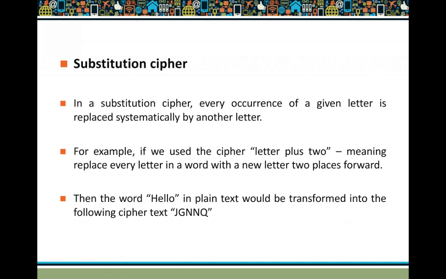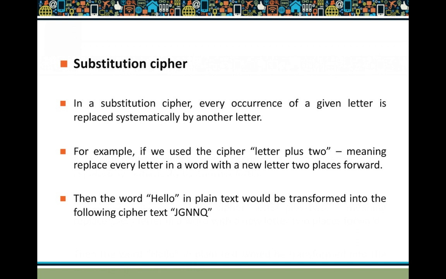So for H we have H, I, J. Okay, so 2 characters forward. Then for E, F, and G. For L, M, N. Another L, another N. Then O, P, Q. So we have H converted, substituted by a substitution cipher.